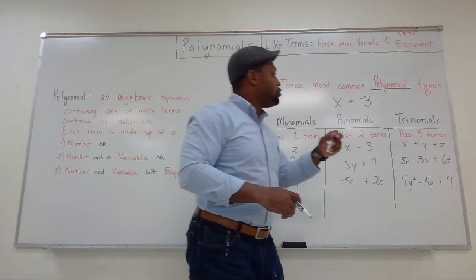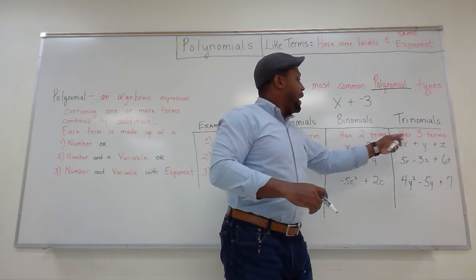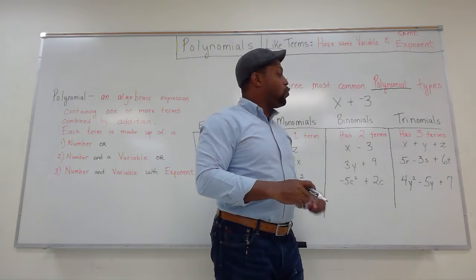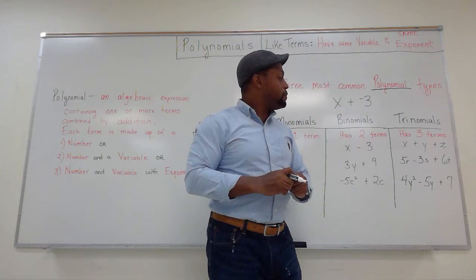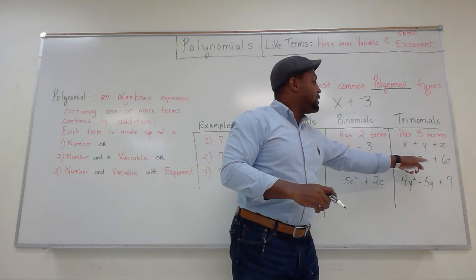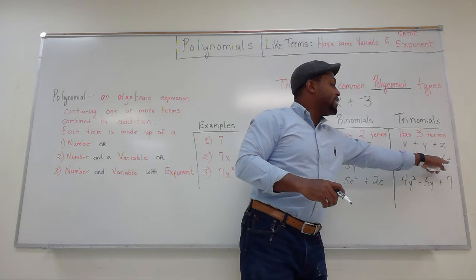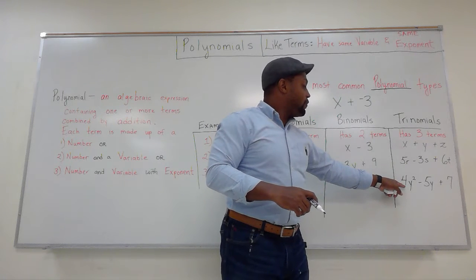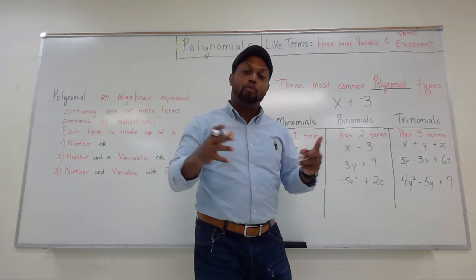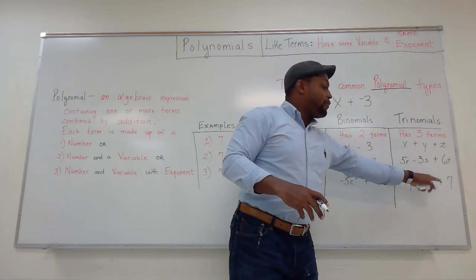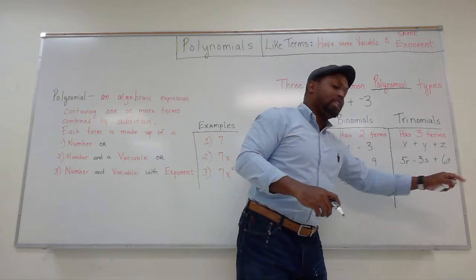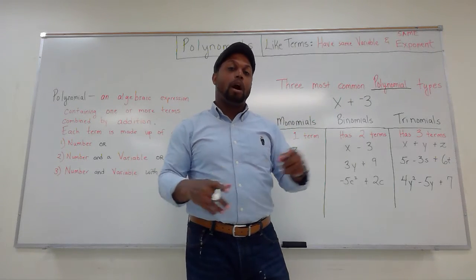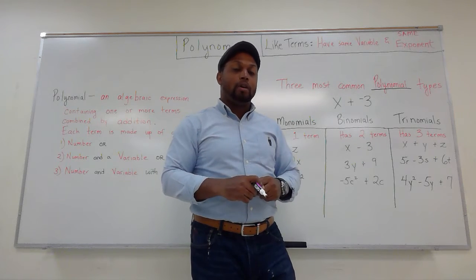Now on to trinomials, which have three terms. x is a term, y is a term, and z is a term. So x plus y plus z gives us a trinomial. 5r minus 3s plus 6t gives us a trinomial. And there we have finally 4y raised to the exponent of 2, which is a term, 5y is a term, and 7 is a term. So 4y raised to the exponent of 2 minus 5y plus 7 is a trinomial.